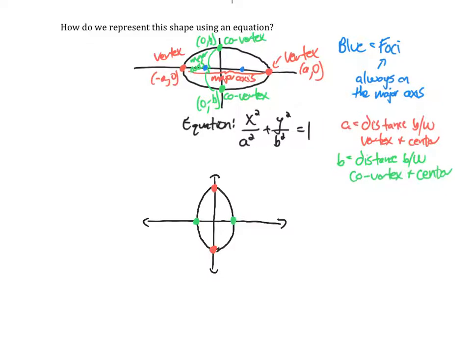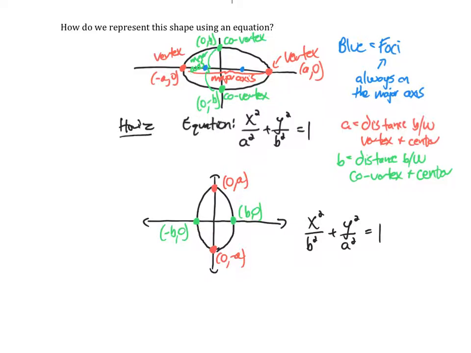This point here would now be (0, a), because a always represents the vertex. This point here would be (0, -a). This would be (b, 0) and (-b, 0). So the equation of my ellipse in this case would be x squared over b squared plus y squared over a squared equals 1. So that's when it's vertical. Notice the a and b switch. So this is horizontal.